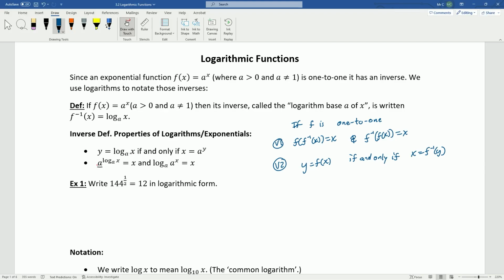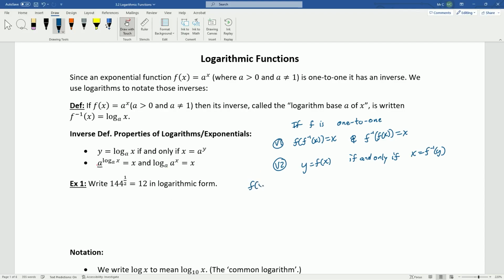Y equals log base a of x if and only if x equals a to the y power. So you're just switching your inputs and outputs between the exponential form and the logarithmic form. And a to the log base a of x equals x, and log base a of a to the x equals x. So that's just the composition of inverse functions.